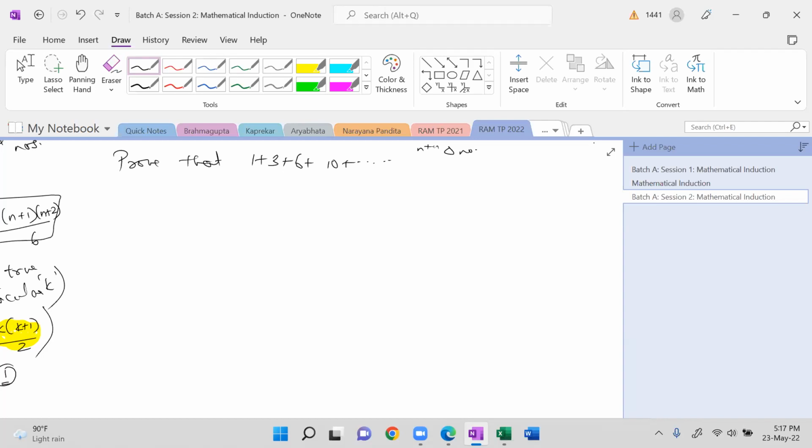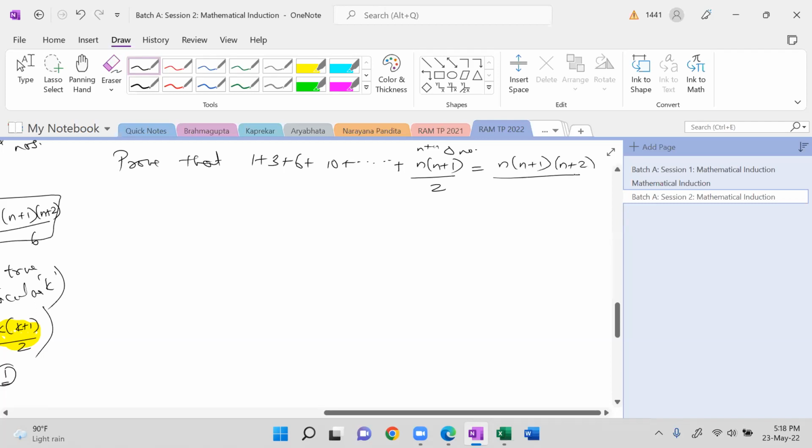So that would be n plus 1 into n upon 2. Right? Because that will be the sum. Yeah, correct. n into n plus 1 by 2. Prove that this addition is n times n plus 1 times n plus 2 divided by 6. This is what we need to prove. Now we start the proof.